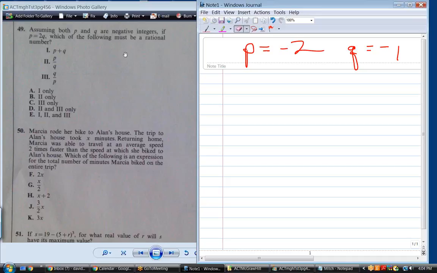Okay? 0 is even, incidentally. It's just neither negative nor positive, but it is even. It's not an odd number, it's an even number. Okay. And q over p is the same thing. No matter what q is, no matter what p is, I'm going to end up with a ratio, a fraction. So 1, 2, and 3 are all true. This is actually a relatively easy one, as long as you know the definition of rational.